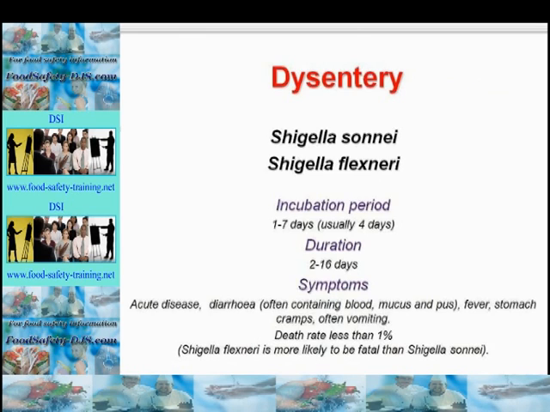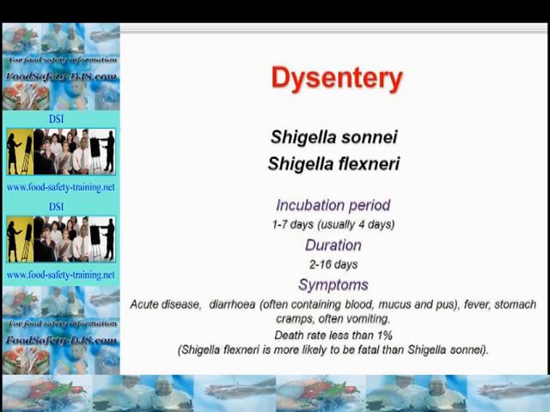Dysentery is caused by the organisms Shigella sonnei and Shigella flexneri. The incubation period is between 1 and 7 days, typically 4 days. Duration of the illness is between 2 and 16 days. Symptoms include it's an acute disease, diarrhea, often containing blood, mucus and pus, fever, stomach cramps, often vomiting. The death rate is less than 1%. Shigella flexneri is more likely to be fatal than Shigella sonnei.